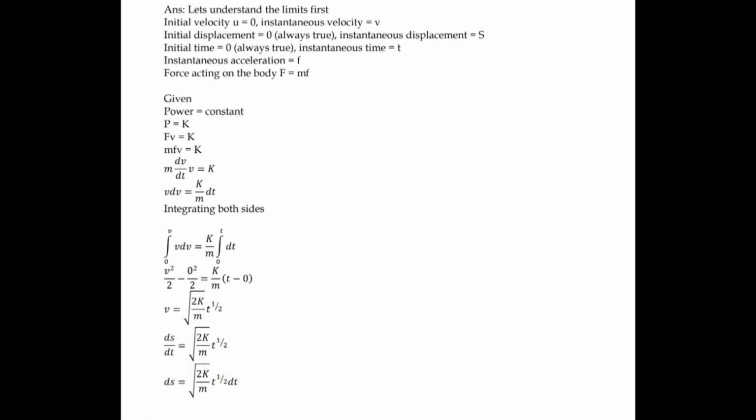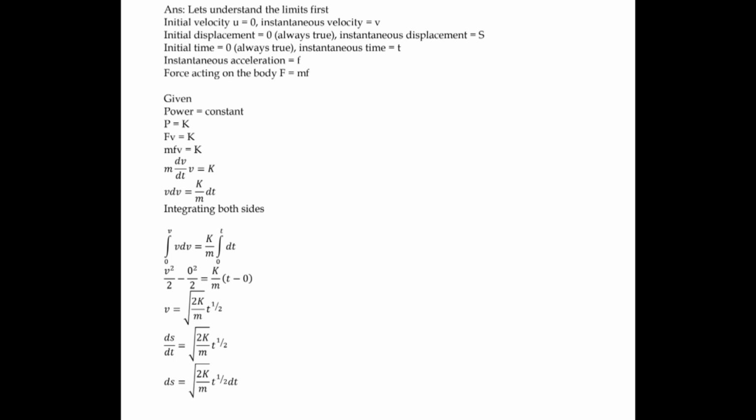So let's understand the limits first. Initial velocity is u, instantaneous velocity is v. Initial displacement is 0, which is always true, and the instantaneous displacement is s. The initial time is 0, instantaneous time is t, and we have taken the instantaneous acceleration as small f. So the force acting at any instant on the body will be given by capital F equals mass into acceleration, which is m into f.